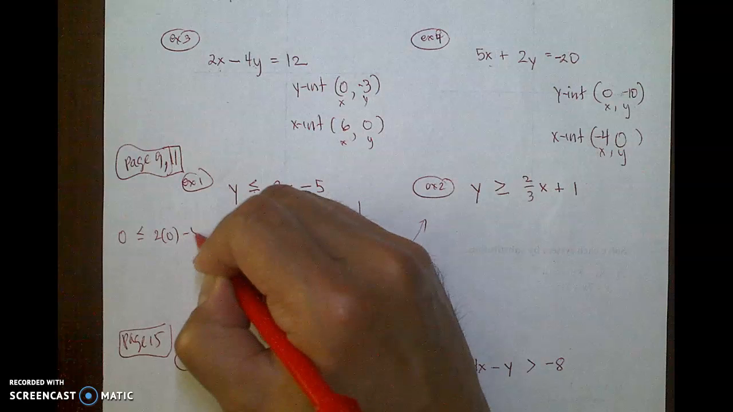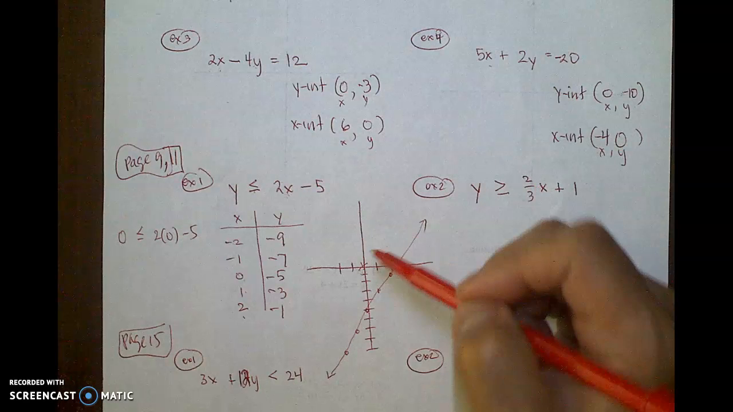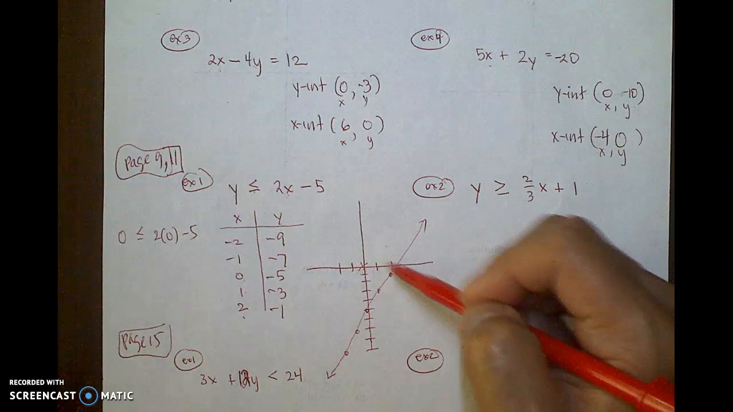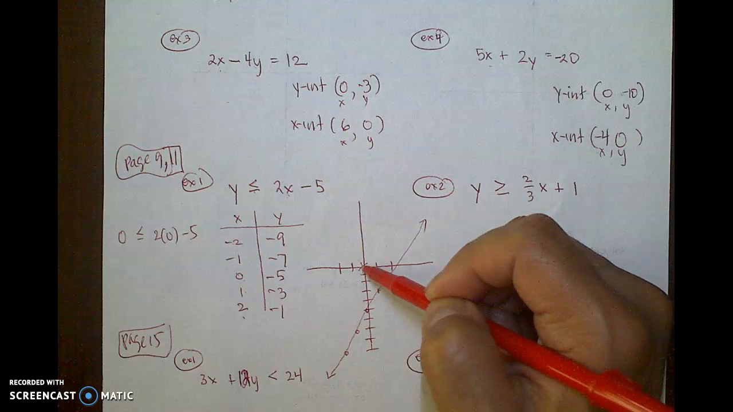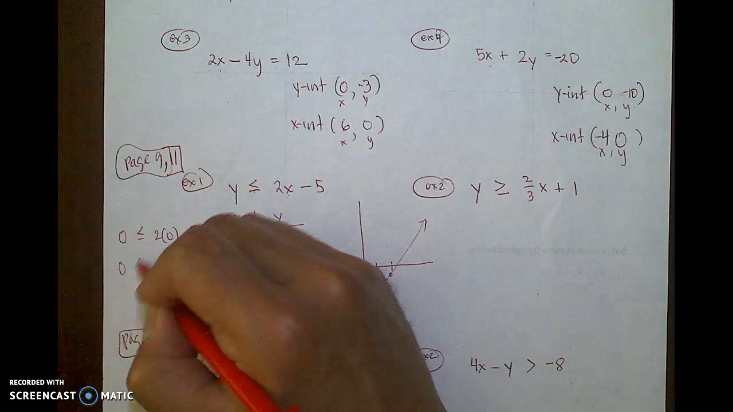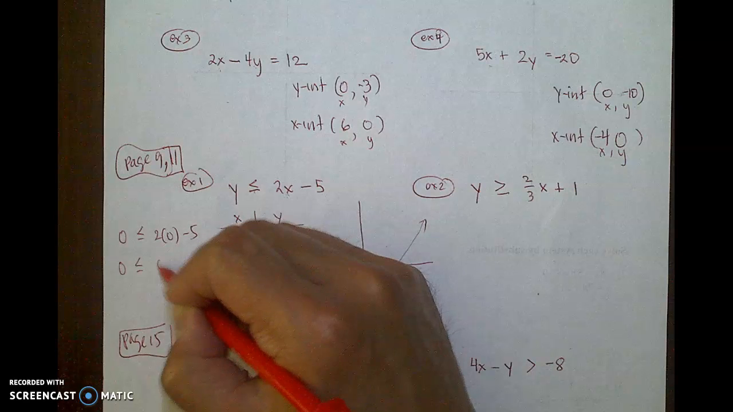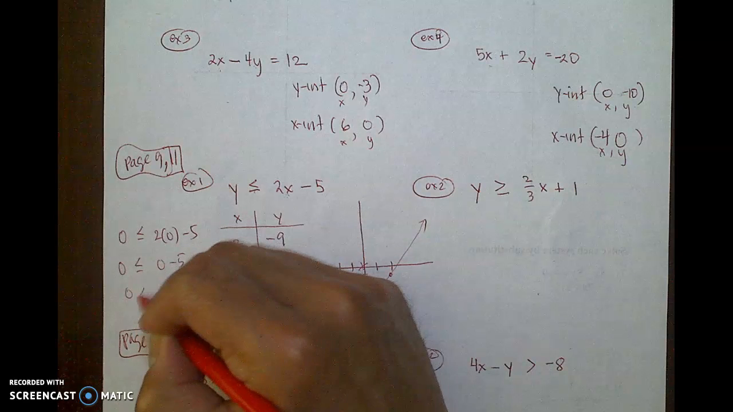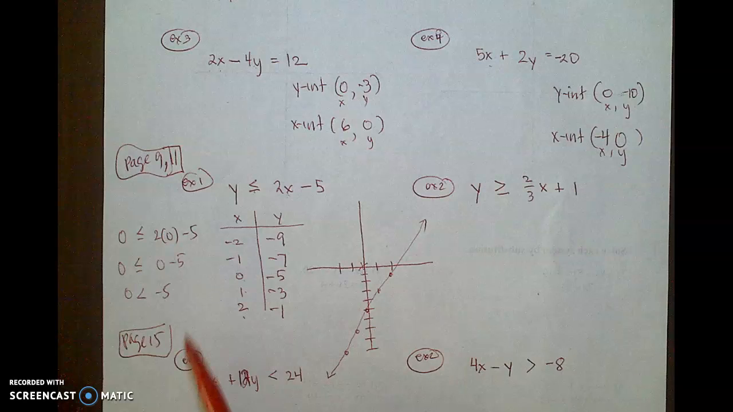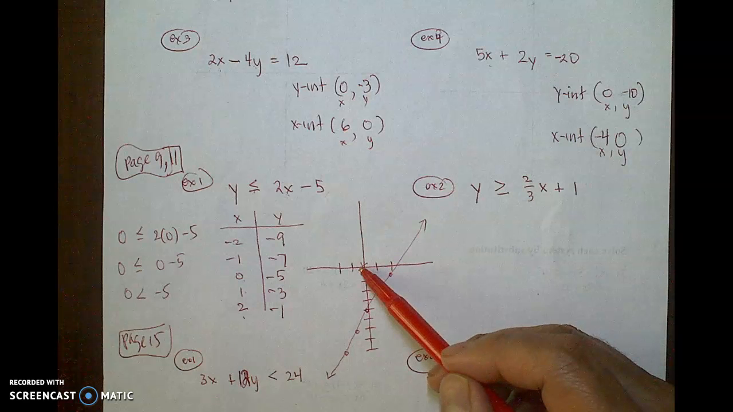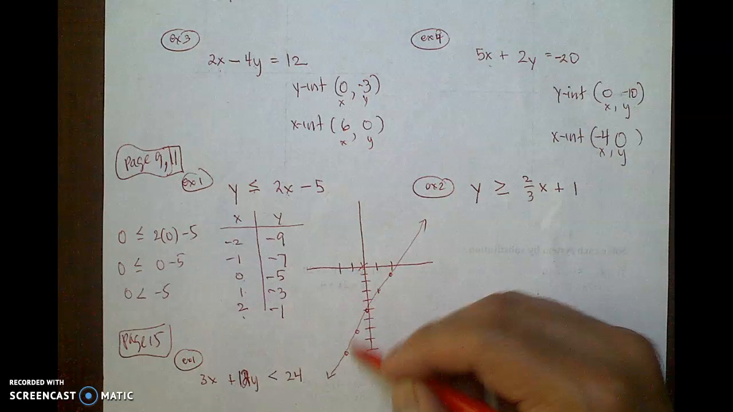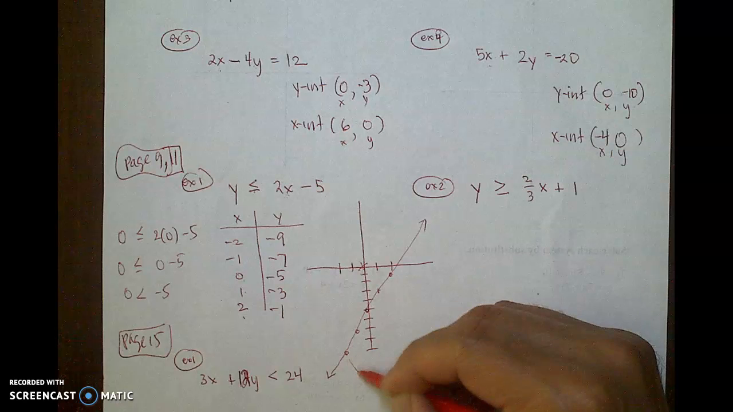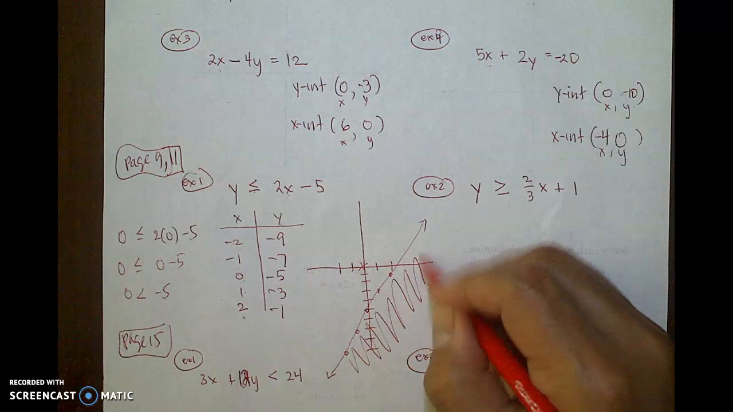Now again, this is not coming from our table. This is us picking a point on either side of this line. So I pick 0, 0, do the math, 0 minus 5. I'm left with this statement, 0 is less than negative 5, and that's not true. Because this test point does not work, that means everything on this side works, so we're going to shade this side of the line.